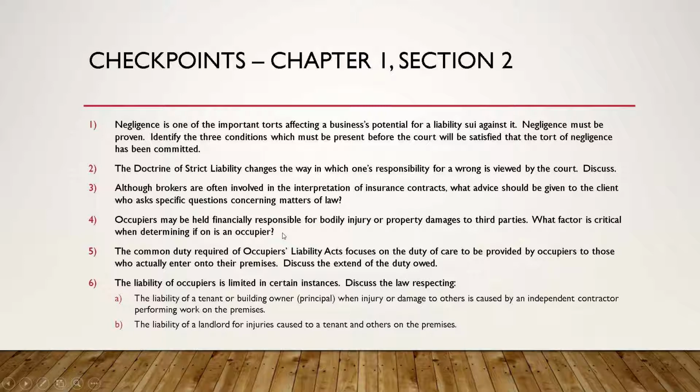Number four. Occupiers may be held financially responsible for bodily injury or property damage to third parties. What factor is critical in determining if one is an occupier? An occupier is someone who has control over the premises. It doesn't mean that they own them. It means they control them or have control.